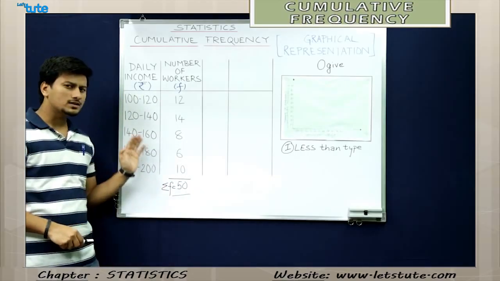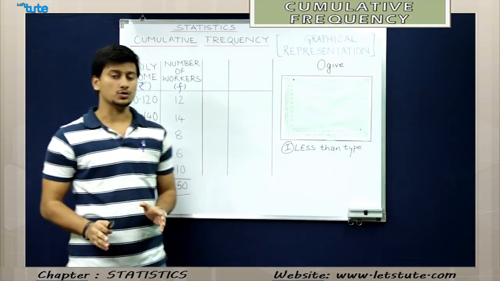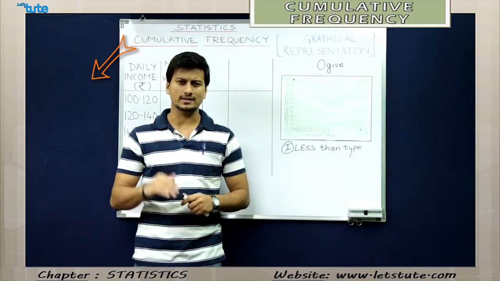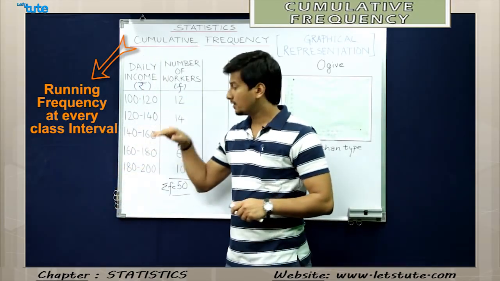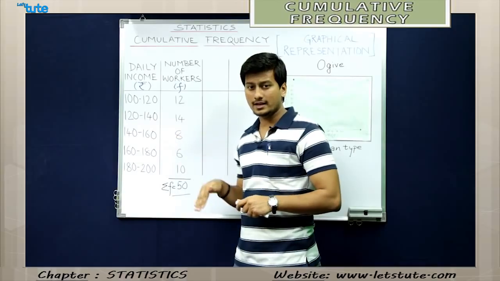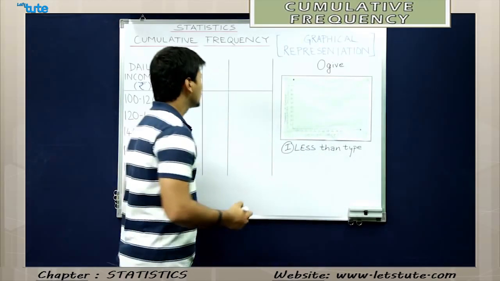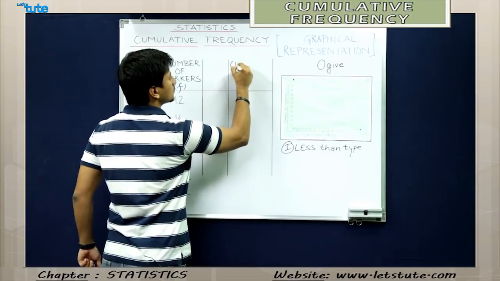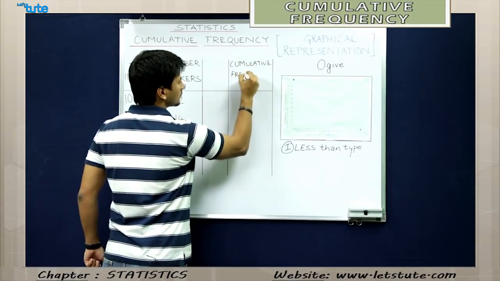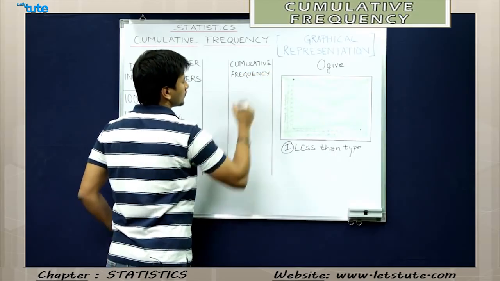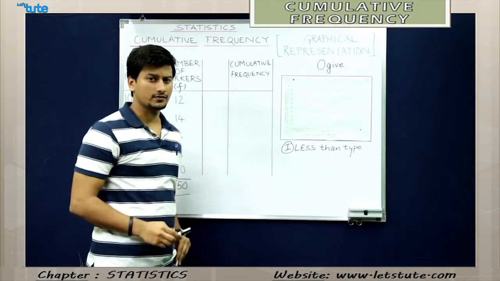Now, a frequency distribution can be easily converted into a cumulative frequency distribution. Cumulative frequency is nothing but the running frequency. That means we have to add frequencies at every single stage. So let's form a column for cumulative frequency. Cumulative frequency is also denoted as CF.